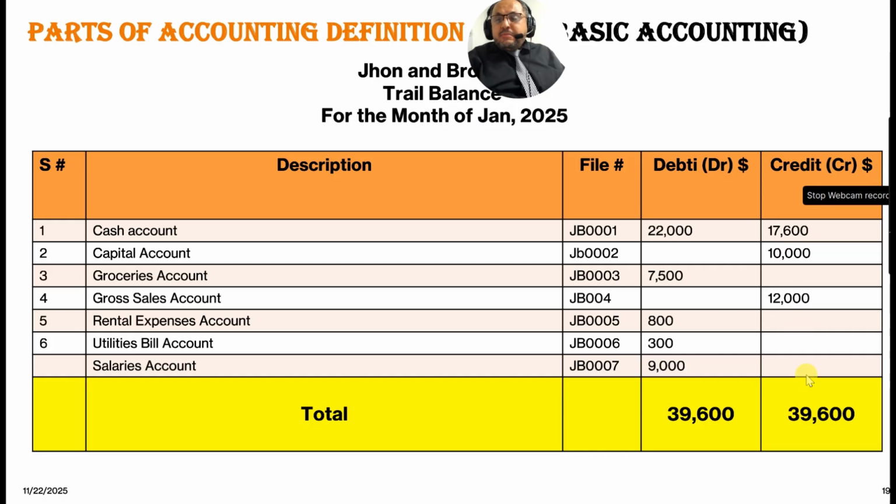So remember, this amount should be equal to this amount. Even if there is a difference of 1 cent, it means 0.01, then it means we have made a mistake somewhere. We have to recheck the whole process of transaction, journal entries, and ledger entries, and find out our mistake. This mistake finding is called rectification.